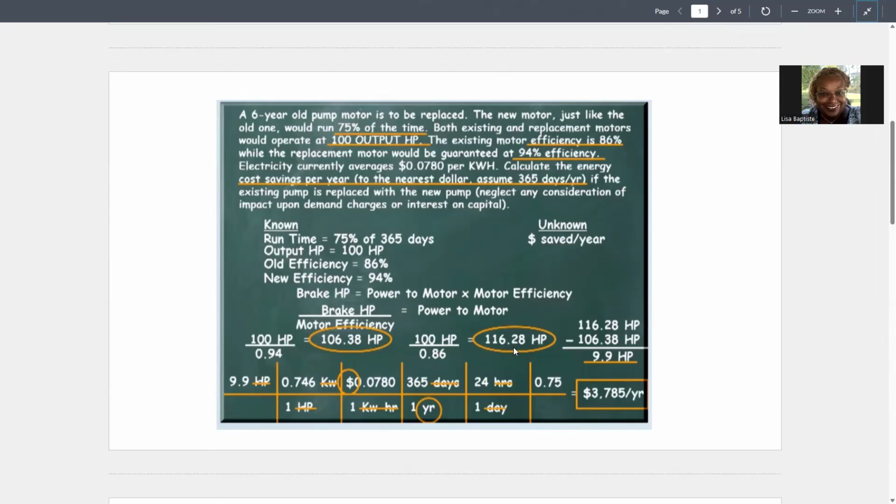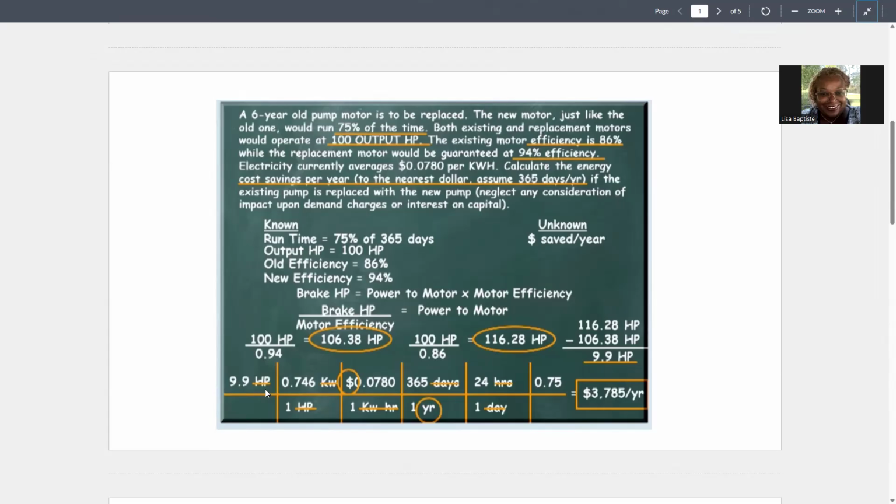So we get 116.28 HP. We want to subtract those two values. So we're going to take what we got for the old efficiency minus what we got for the new efficiency. And so that's our difference, our HP difference. All right. So we're going to start with that.